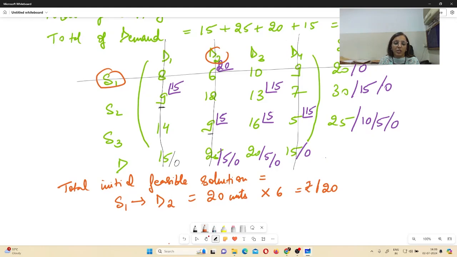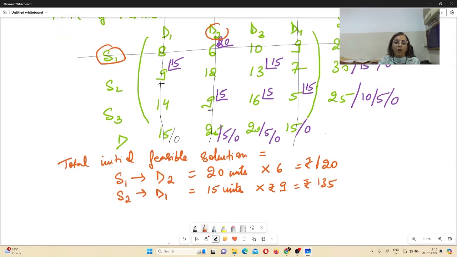Now coming to the next case, how much have we transferred from S2. Like S2, how many units have we transferred to D1? S2 to D1, how many units? That is 15 units at a rate of rupees 9. So write it over here, 15 units, right? And the cost for 1 unit is rupees 9. So 15 units multiplied by rupees 9, right? Then it will be rupees 135. Rupees 135 is your answer, right? Now coming up with the next point, that is S2 to D3.